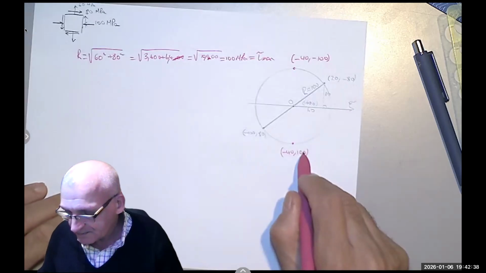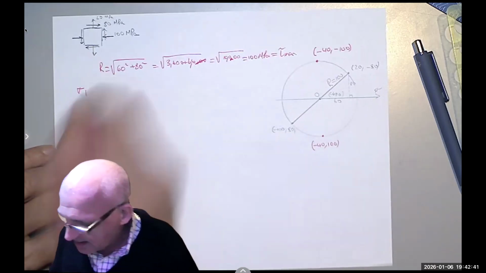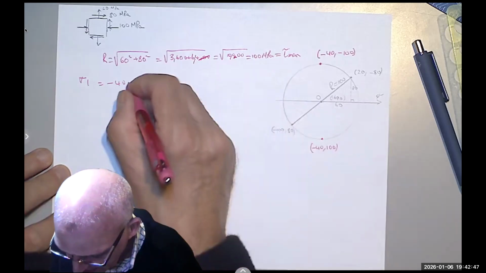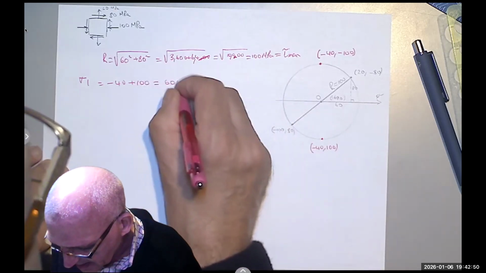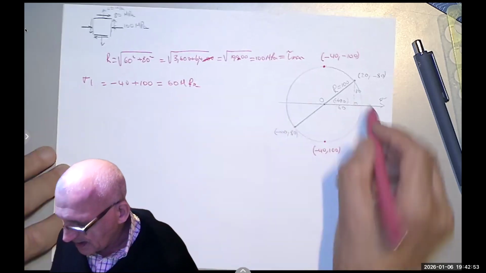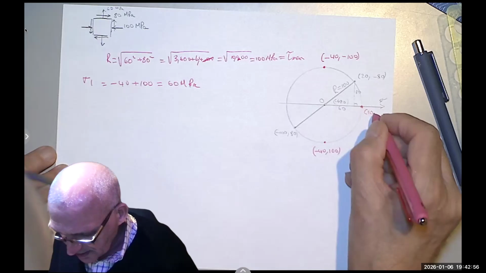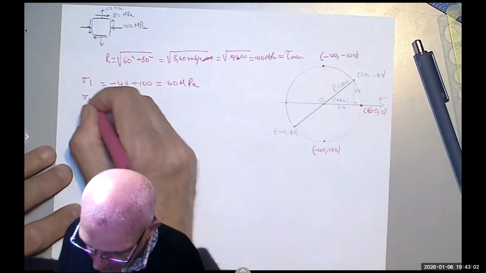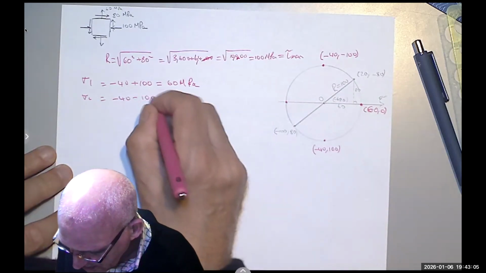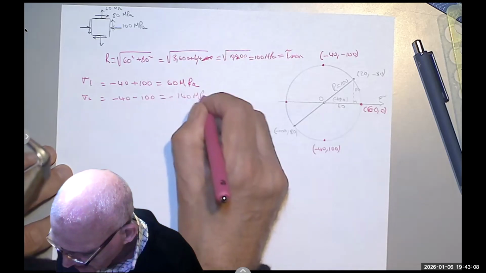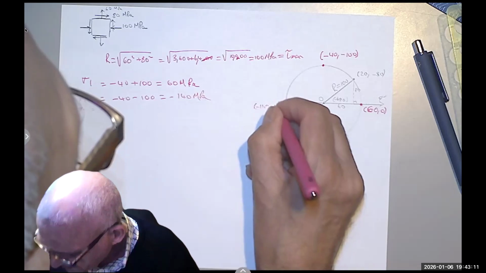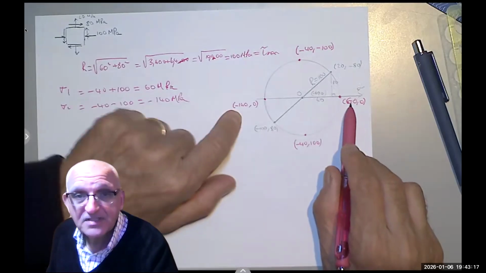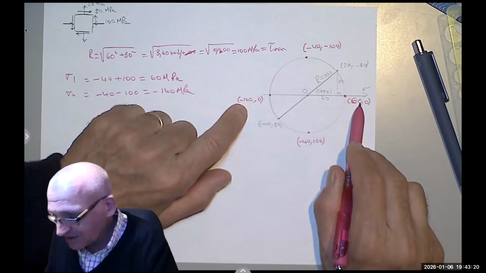Maximum shear. And now to find sigma 1, I say this is negative 40, but then I go to the right a distance of 100 and get 60 megapascal. That's sigma 1, the highest. This is 60 and 0. Sigma 2 would be negative 40 minus 100 equals negative 140 megapascal. Negative 140 and 0. Found everything except the angle. I found the principal stresses: 60 tension, 140 compression.